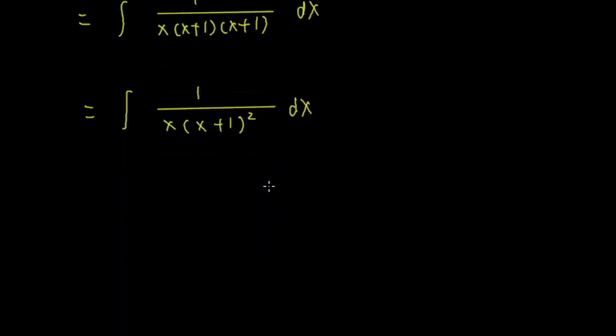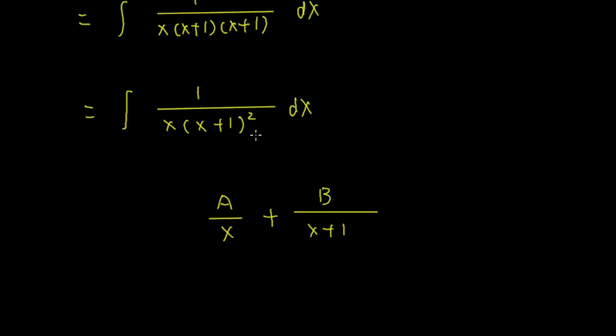Now we can use the partial fraction method. To use the partial fraction method, I have to write different fractions for each of the factors in the denominator. So the first one will be a over x, that's x here, plus the second term will be b over x plus 1. Notice that x plus 1 is to the power of 2, so this is a repeated linear factor.